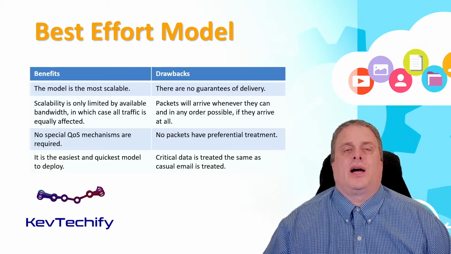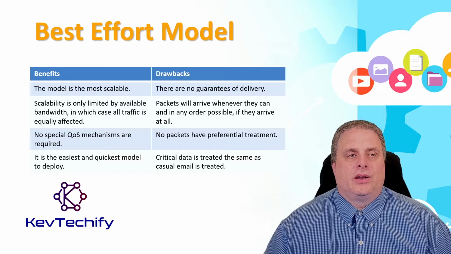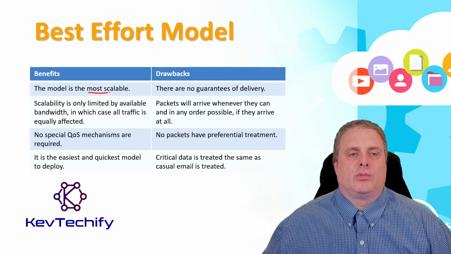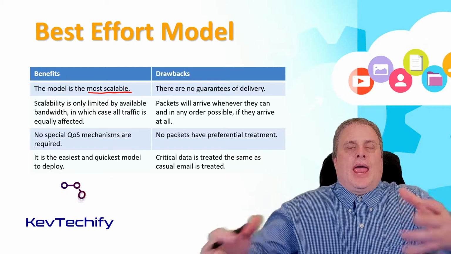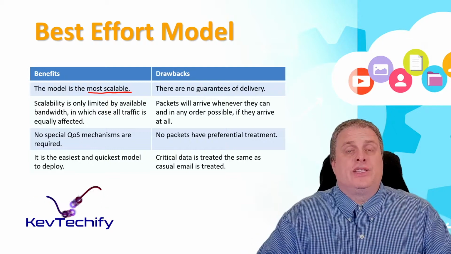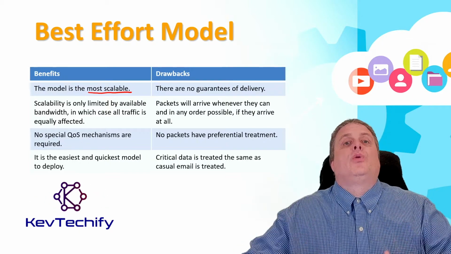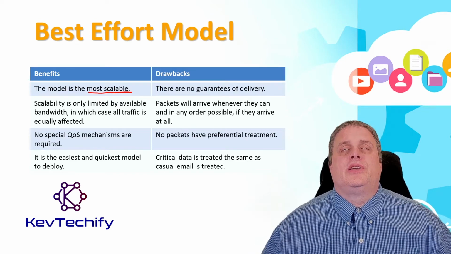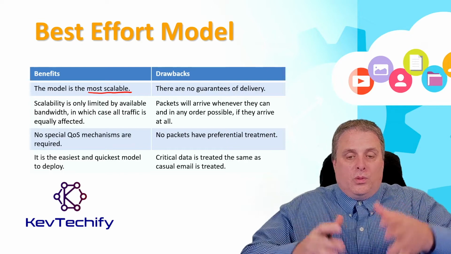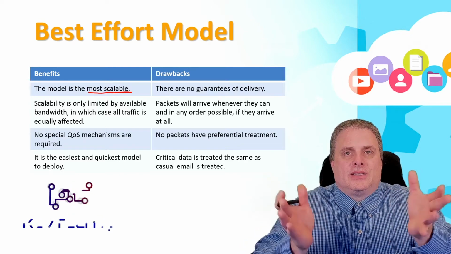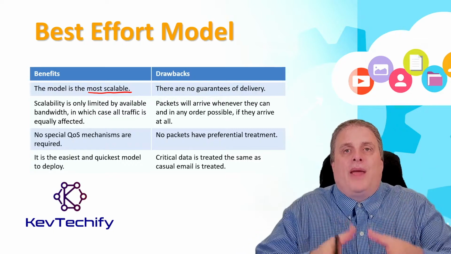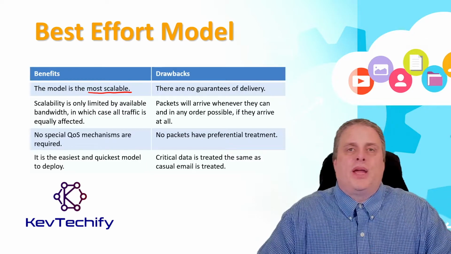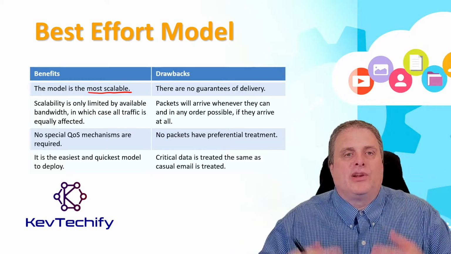When we look at the best effort model, there's some benefits and drawbacks to it. Here in the benefits, this model, the best effort model, is the most scalable. It's the easiest to add more devices in, and it's a really easy process to add them in, and we can grow that to a very large network. Now, our scalability is only limited to the available bandwidth. So the bandwidth we have is the bandwidth we have, and that's it. And once that bandwidth gets full, all traffic is going to be equally affected. Voice, video, static web pages, they're all going to be slowed down by the same amount until that congestion clears off.